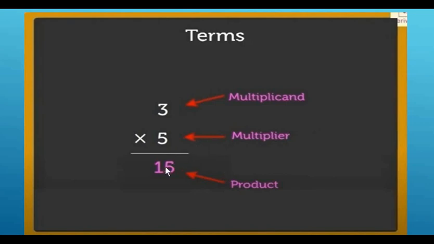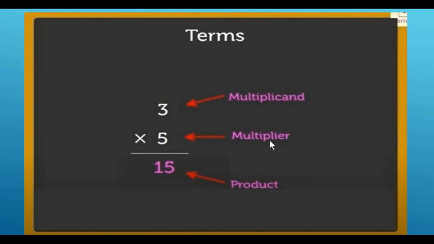So my dear students, what is the multiplicand? The number that is multiplied by another number is called the multiplicand. So here, 3 multiplied by 5, here 3 is the multiplicand.